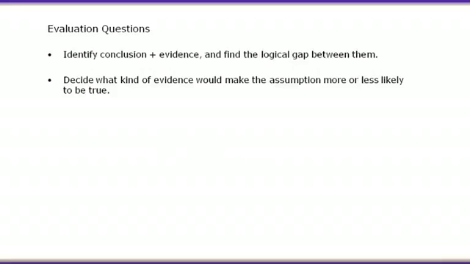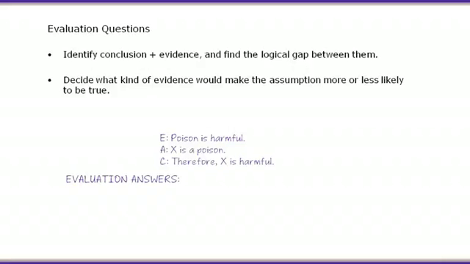Let's go back again to this example. Again, the evidence is that poison's harmful. The conclusion is that chemical X is harmful. The assumption is that chemical X is a poison. On an evaluation question, the correct answer might ask, is X poisonous?